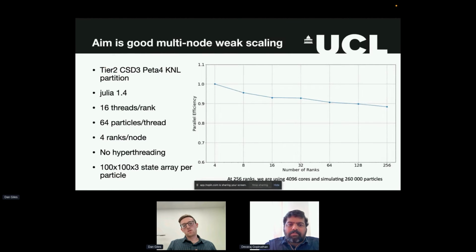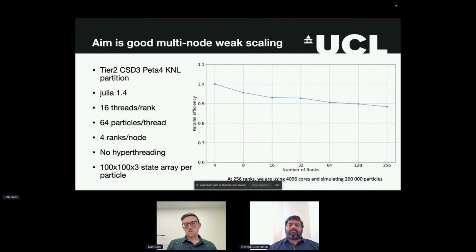To showcase some of the parallelization and how it performs, I will preface that these are older results, so we're still working on the newer scaling results. This was done on a KNL partition with Julia 1.4, and we now run it with Julia 1.7. But as we increase the number of ranks from 4 to 256, at 256 ranks we're using 4,096 cores and simulating 260,000 particles. And we keep the parallel efficiency. Obviously, the goal is to stay close to 1, so we keep it close to 90%.